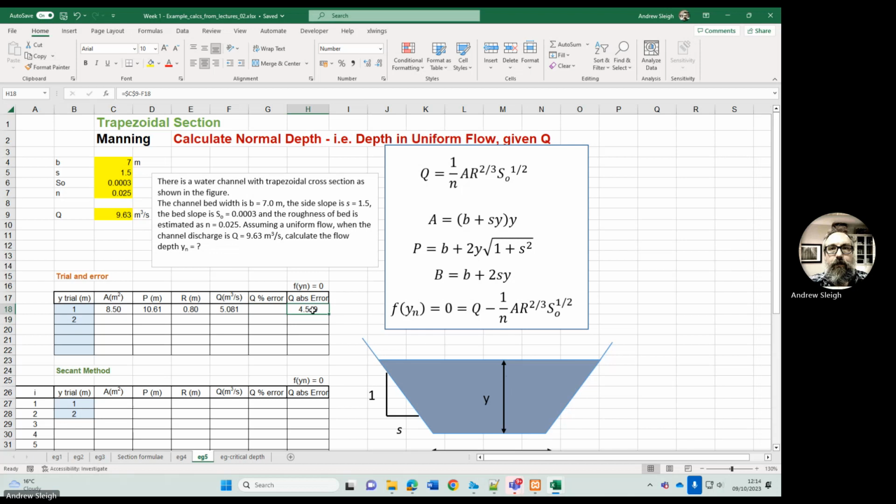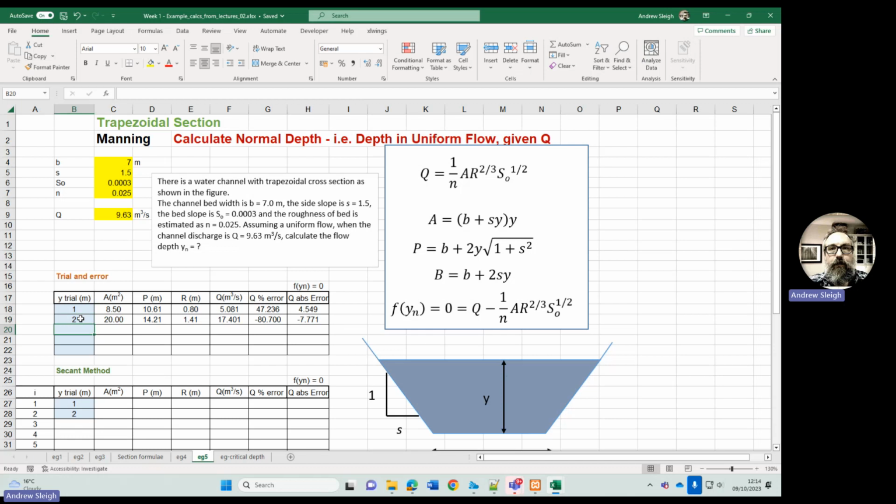So we want 9, we're 4.5 meters cubed per second out. Let's just type in the percent error now, divide the absolute value by Q as a constant and times it by 100. 47% out. Let's pull that down. Just do a check, we'll put 1 in here. We want to see that we've got the same numbers we have.